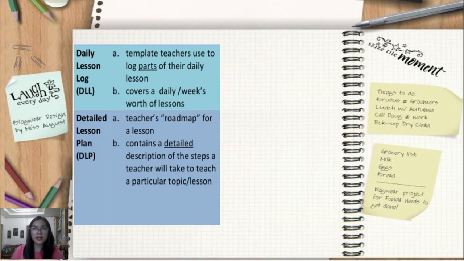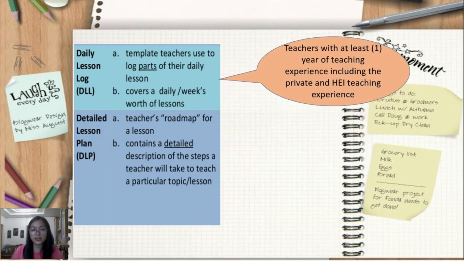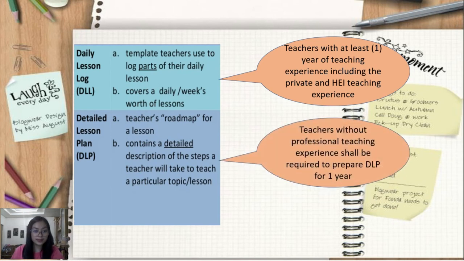Who are only allowed to make DLL, and who are required to make DLP or detailed lesson plan? Teachers with at least 1 year of teaching experience, including private and higher education institutions teaching experience. So even if the teacher has experience teaching in private school or in college, it already counts as teaching experience. So once he or she goes to the Department of Education, the teacher will only be required to make a DLL. But for those teachers without professional teaching experience, even in private or in college, they are required to prepare DLP for 1 year, only for 1 year.